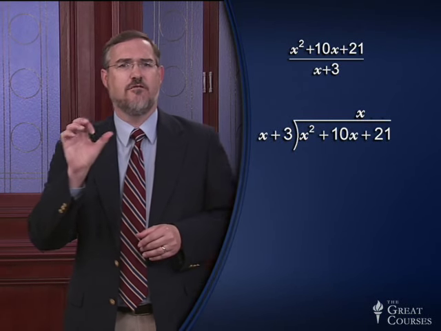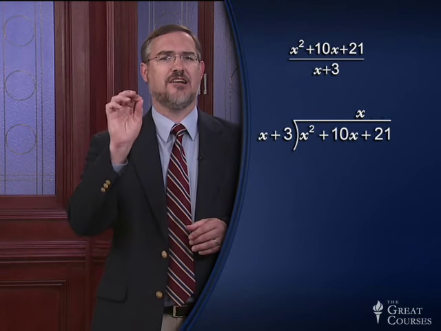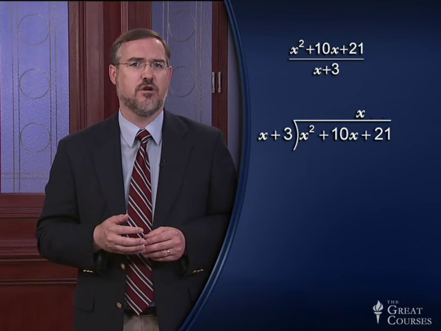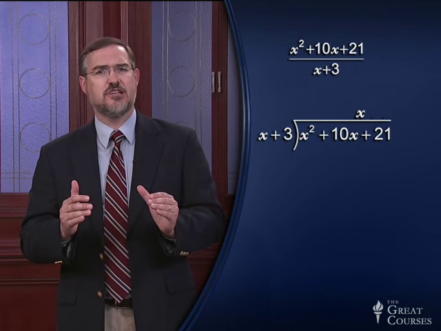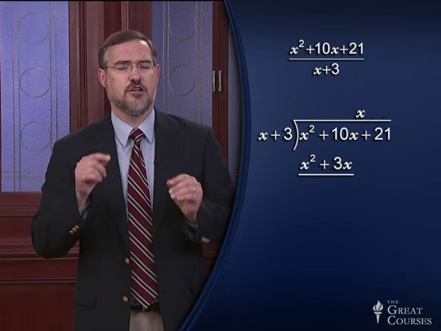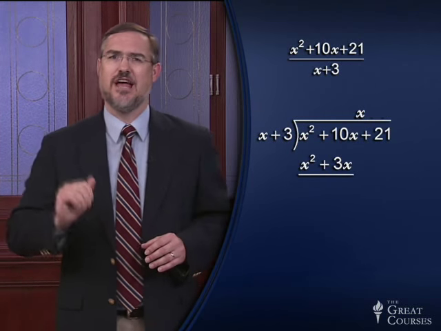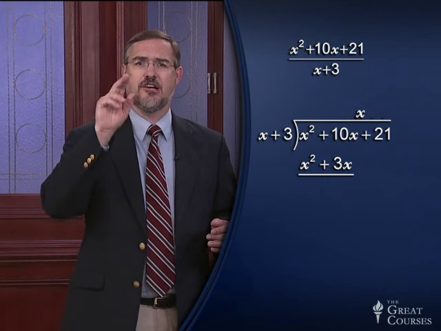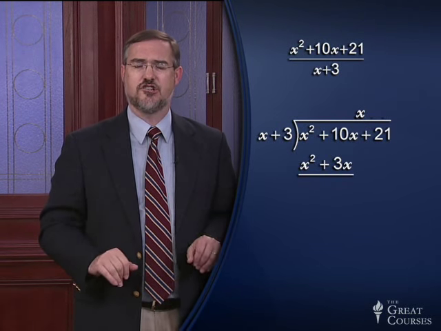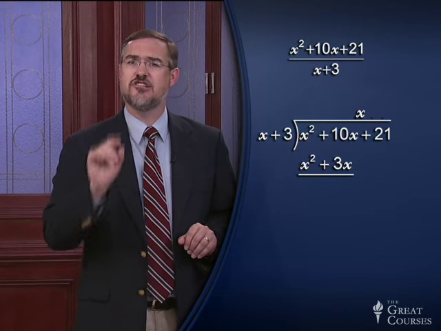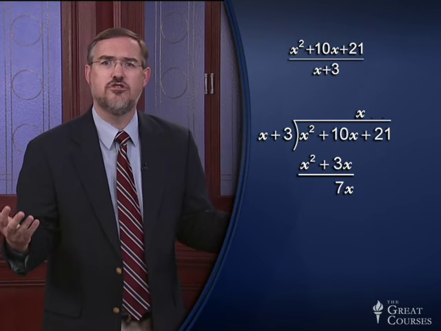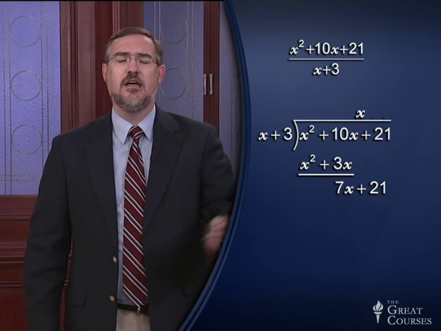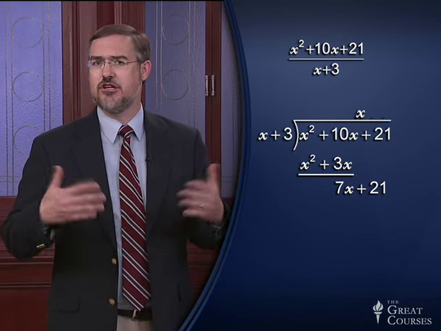And now I'm going to ask myself, what is x plus 3 times x? And I'm going to write that just underneath the x squared plus 10x plus 21. And x plus 3 times x is the same as x squared plus 3x. So I put that underneath, and now, just like with long division of numbers, I subtract. X squared minus x squared is 0, it's gone. 10x minus 3x is 7x. Okay, and now what would you do with long division of numbers? You would next drop the 21 down, and you would have 7x plus 21.